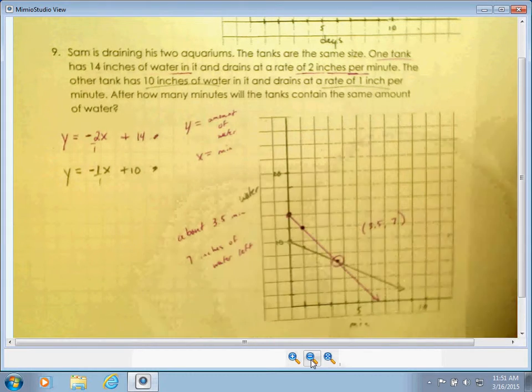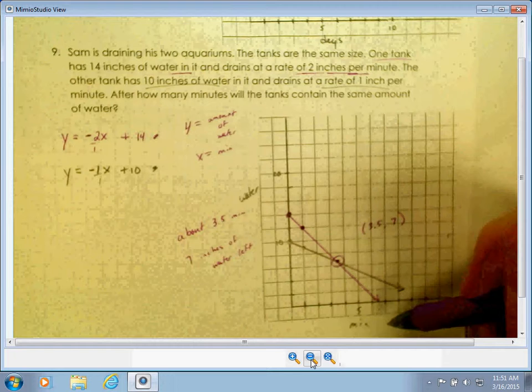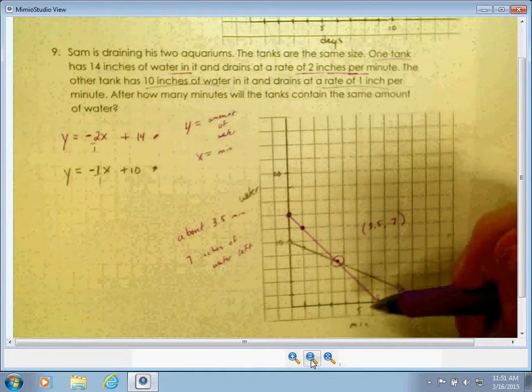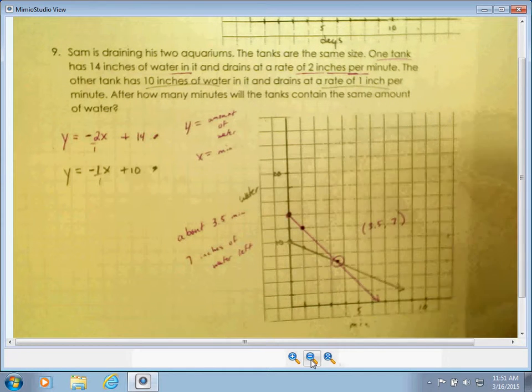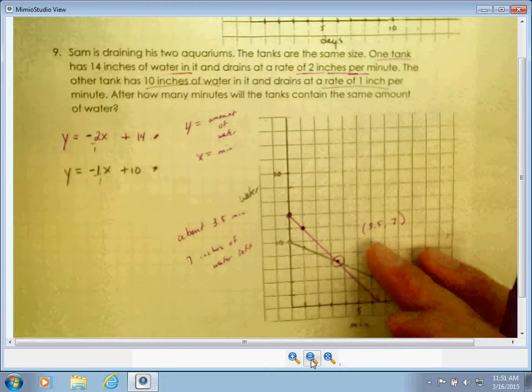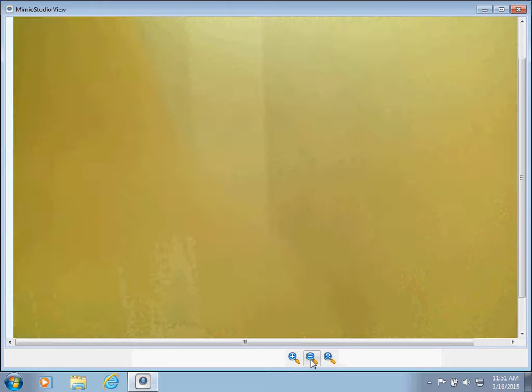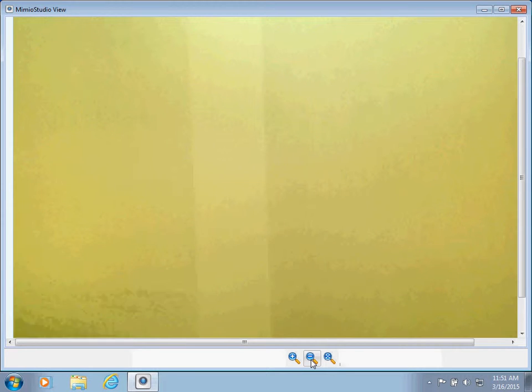And then after that, the one that started at 14 will actually continue to lose water faster than the other one, and you'll see that it'll empty first. Okay, so those were some word problems with context behind graphing these things.